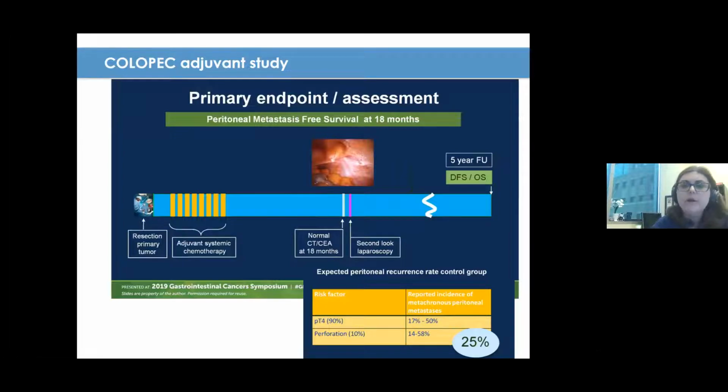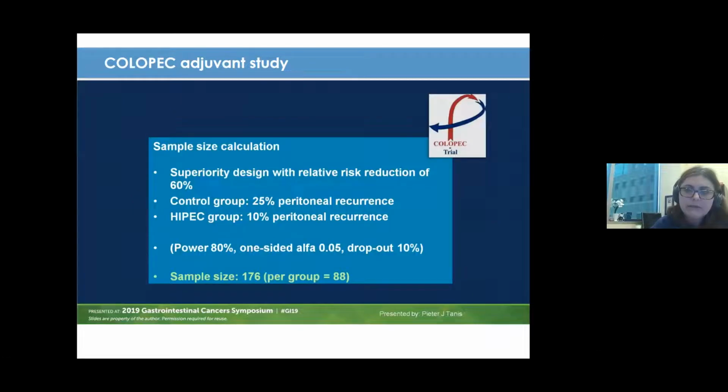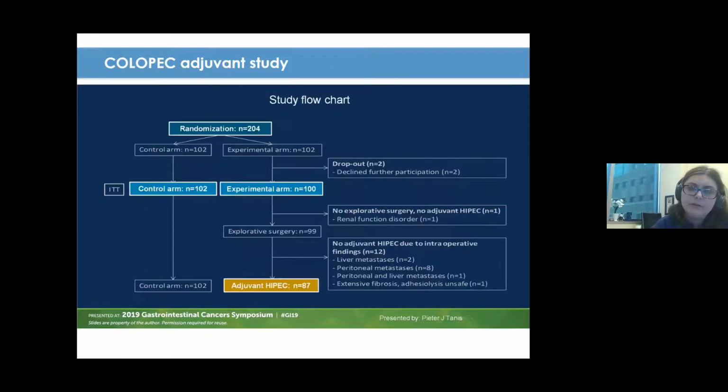And the estimate from the literature was that we would be able to see in the control arm up to 25% of recurrence. The sample size was to see a reduction in risk of 60%, meaning the control 25% of peritoneal recurrence and the HIPEC group 10% of peritoneal recurrence.